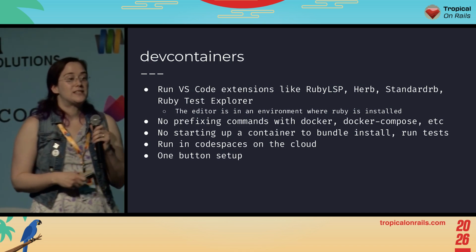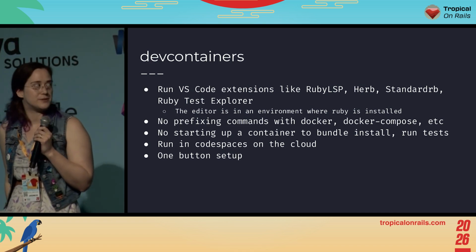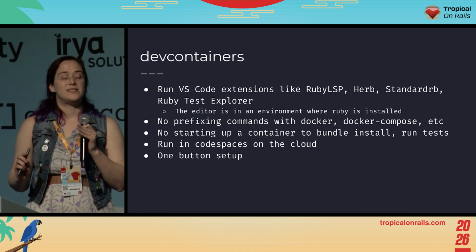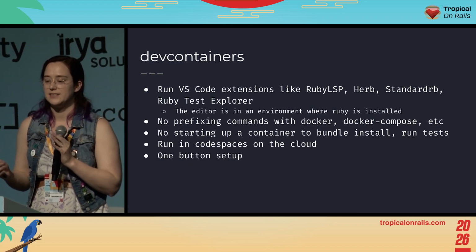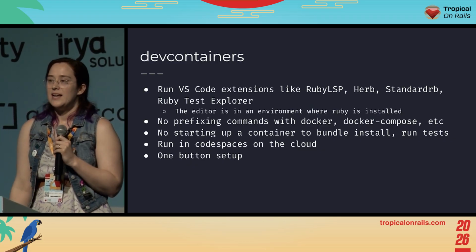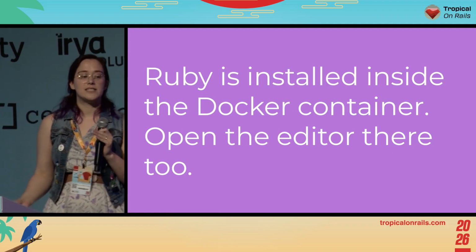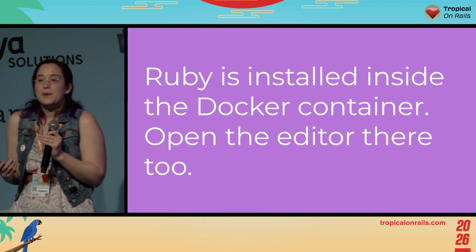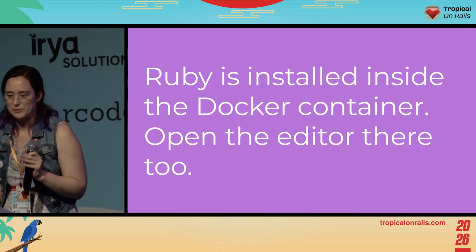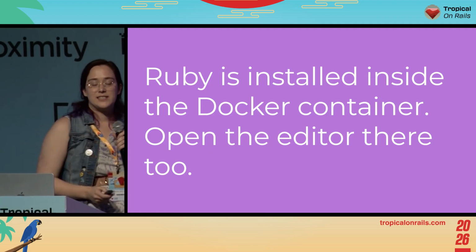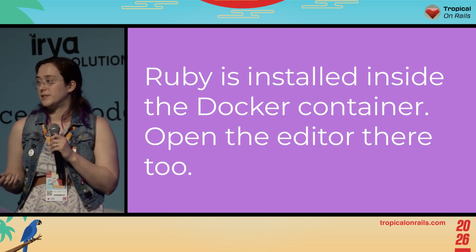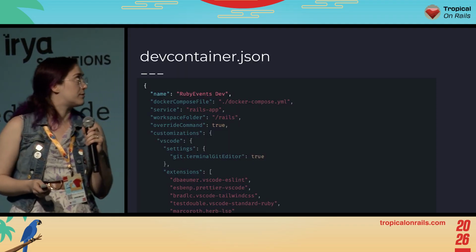You can run it in Codespaces on the cloud because this is the interface to doing that. And you get this nice one-button setup inside your editor. The idea is simple. Ruby is installed inside the Docker container, so open the editor there too. Let's look at a devcontainer.json. In this case, we're going to use the real-life file from RubyEvents and go through it.